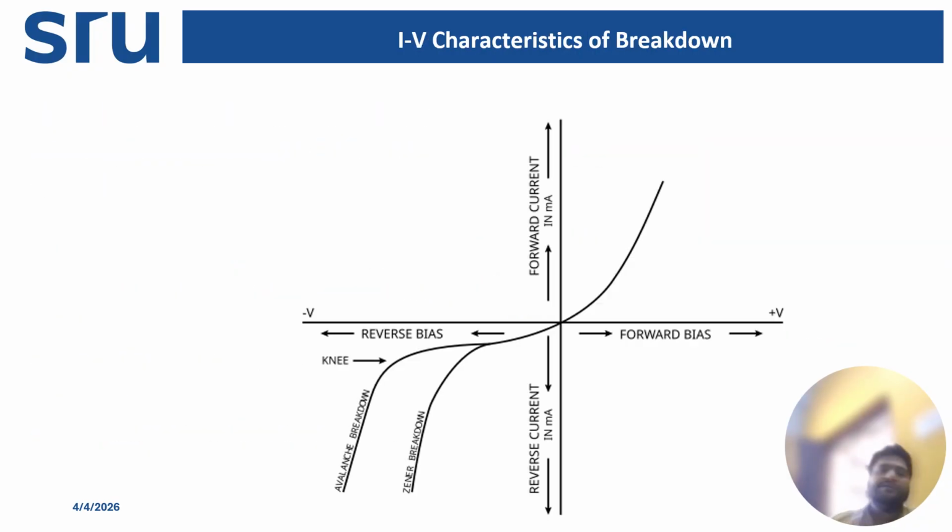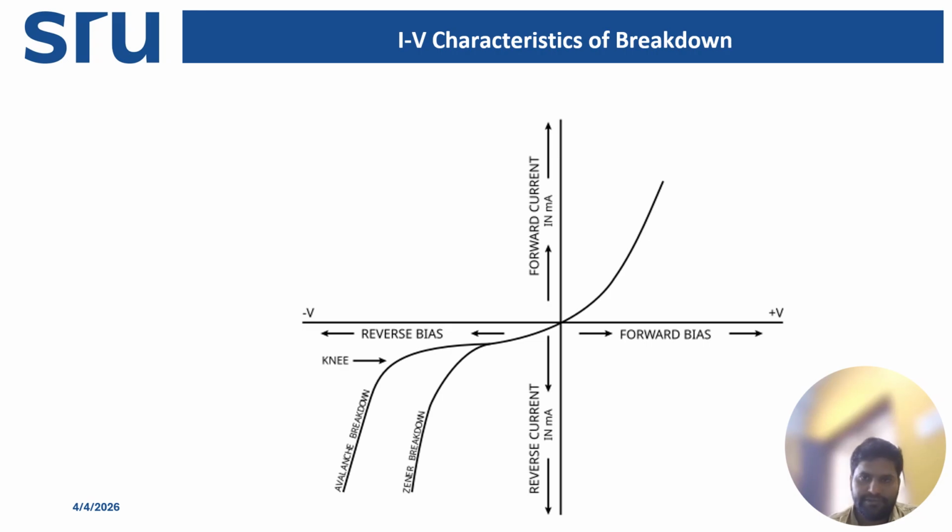So let us see this picture. This is the IV characteristics of breakdown diodes. These characteristics help us understand when breakdown happens and in which region breakdown happens.